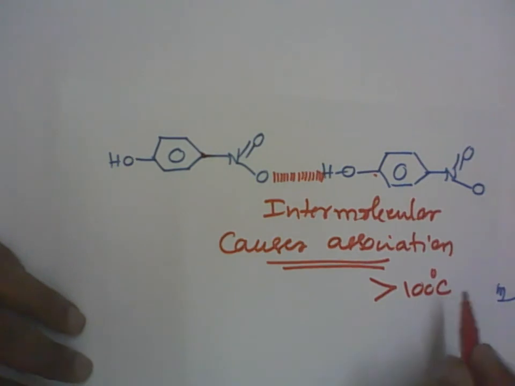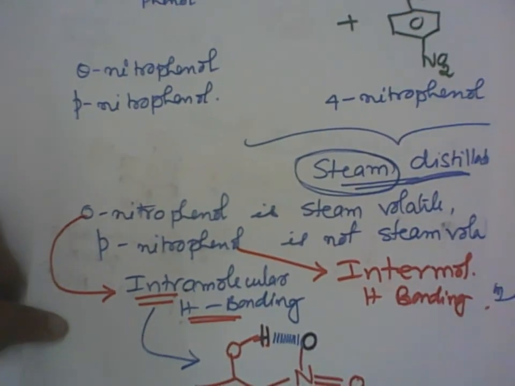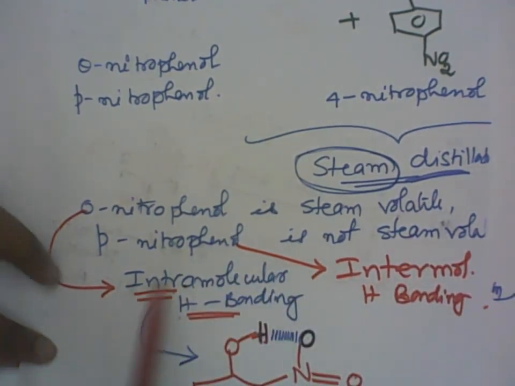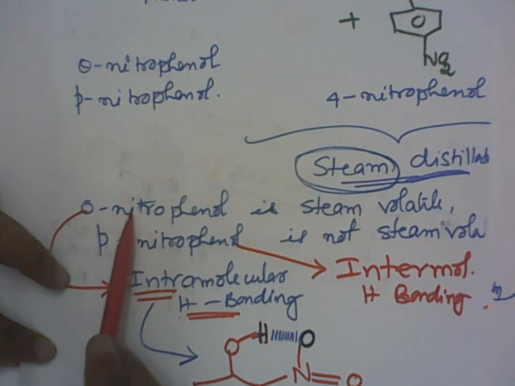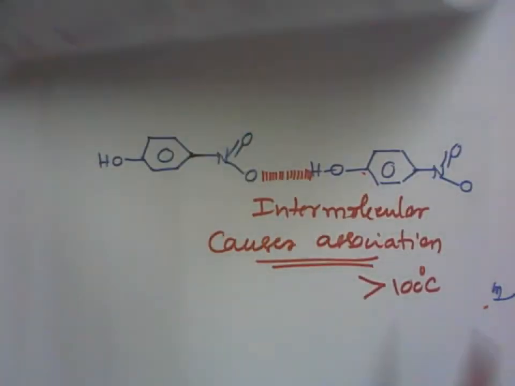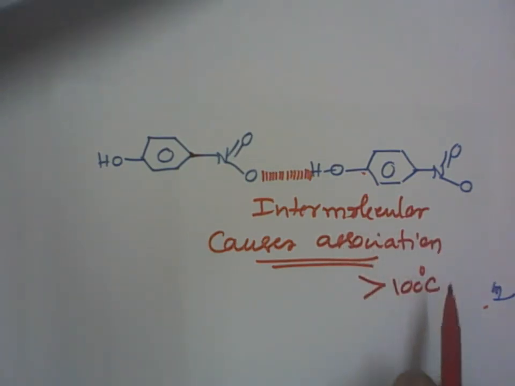So how will you give the reason for this? Orthonitrophenol is steam volatile, para-nitrophenol is not. This is due to intramolecular hydrogen bonding in orthonitrophenol and intermolecular hydrogen bonding in para-nitrophenol. In para-nitrophenol there is association, and the boiling point will be more than that of orthonitrophenol.